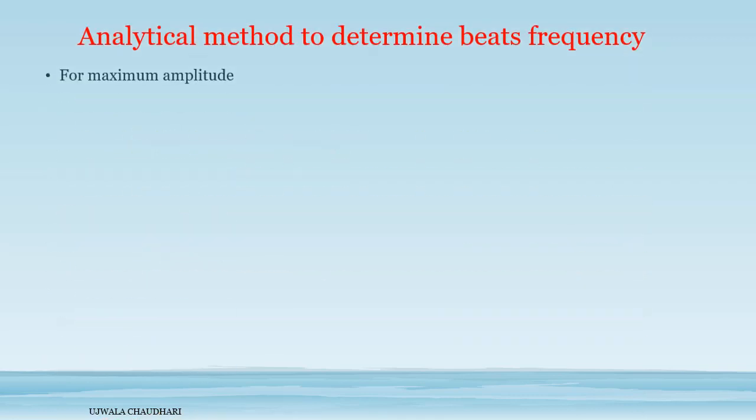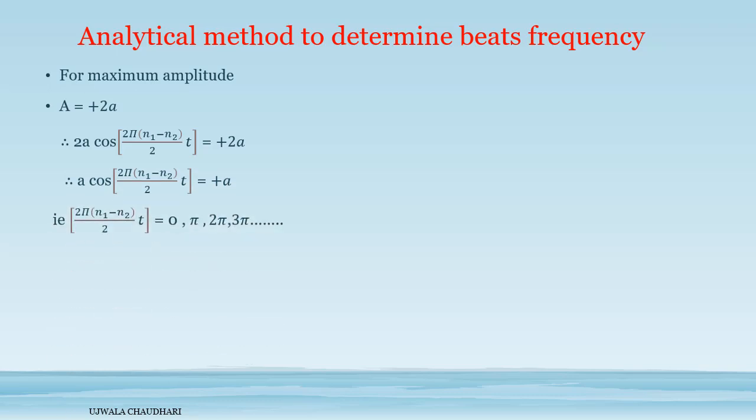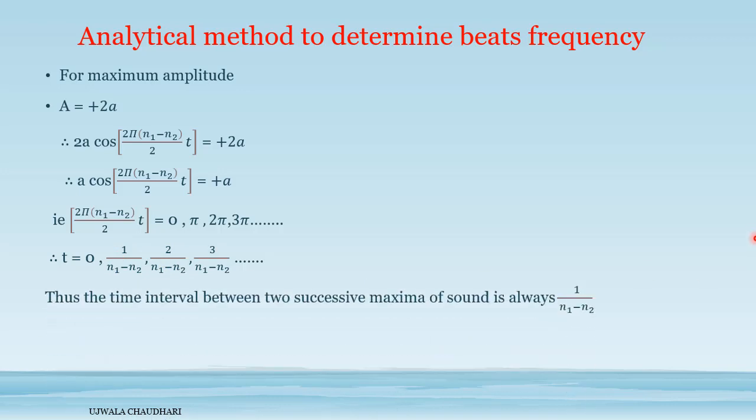For maximum amplitude, A equal to plus or minus 2a, that is 2a cos of 2 pi (n1 minus n2) upon 2 into t equal to plus or minus 2a. So the cosine term is taken as plus or minus 1, and we get the time series t equal to 0, 1 upon n1 minus n2, 2 upon n1 minus n2. Thus the time interval between two successive maxima of sound is always 1 upon n1 minus n2.